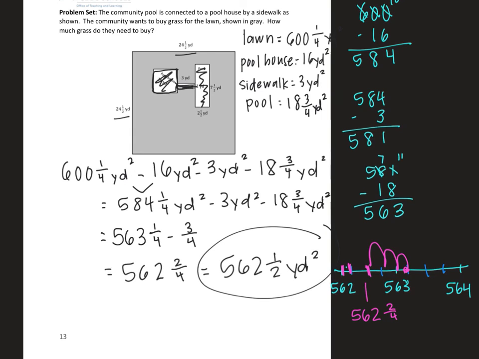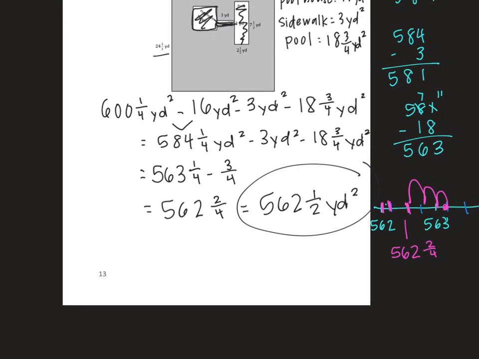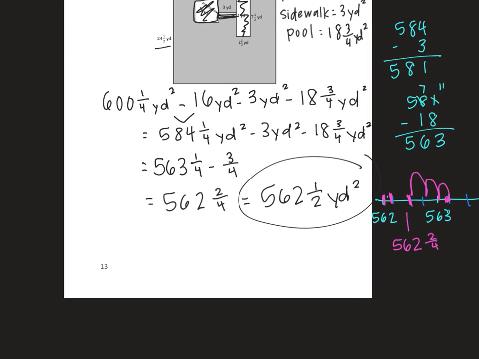So the original question that we are answering, how much grass do they need to buy? This is the word problem, so we're going to write a statement. They need to buy 562 and 1/2 square yards of grass.